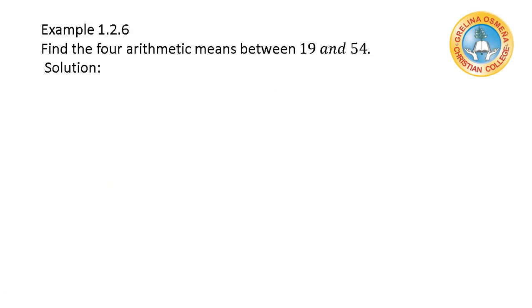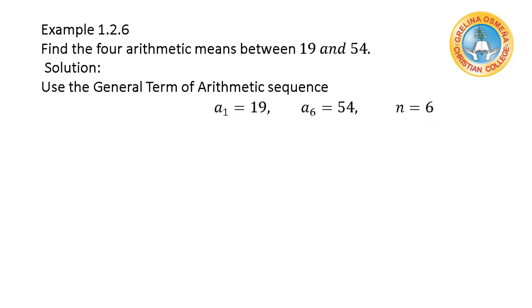Example: find the four arithmetic means between 19 and 54. Those that are in between them. So, solution, use the general term. We have a sub 1 equals 19. The a sub 6, since there are 4 arithmetic means, so a sub 6 is 54. And we have n equals 6. Because between 1 and 6 there are 4 numbers: 2, 3, 4, 5. So, our n is 6.